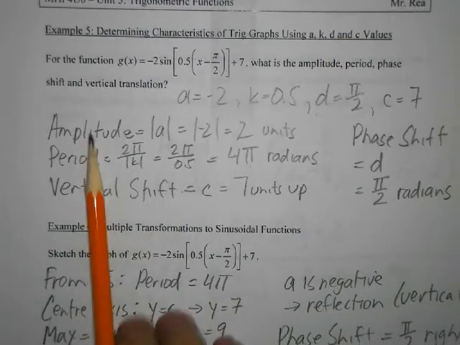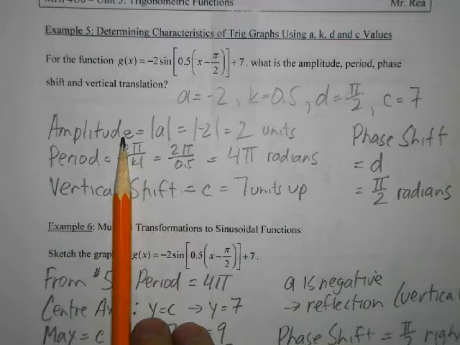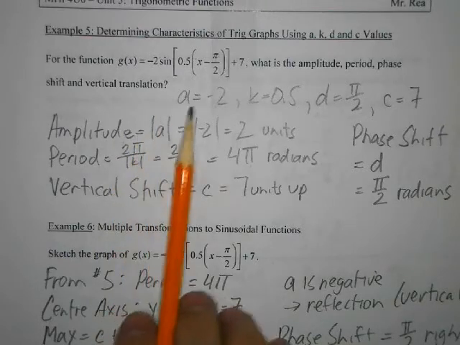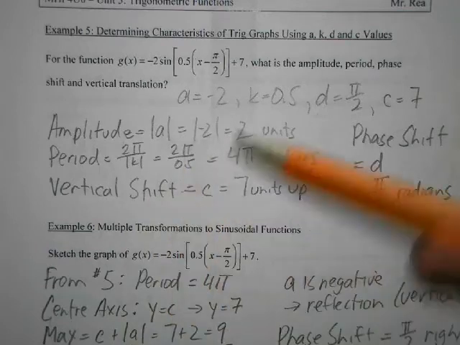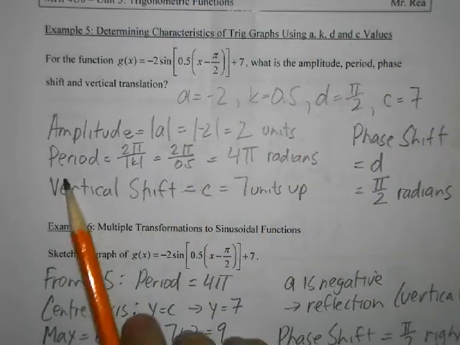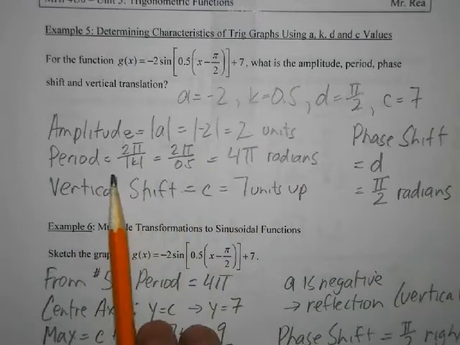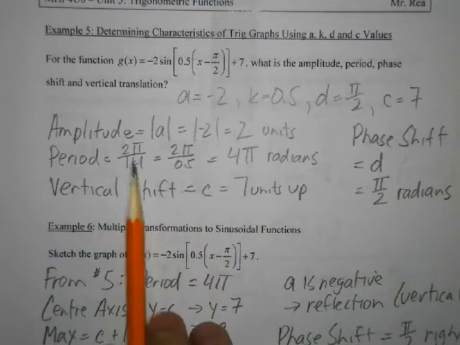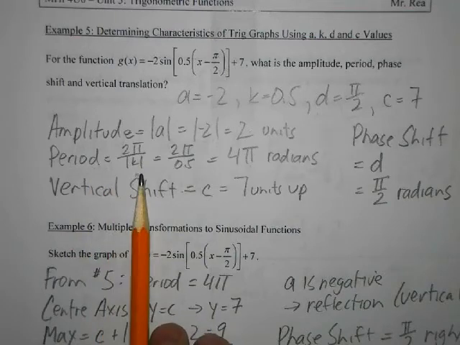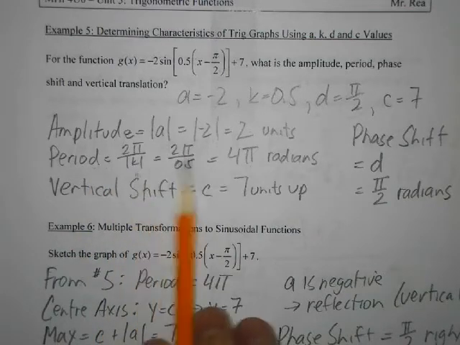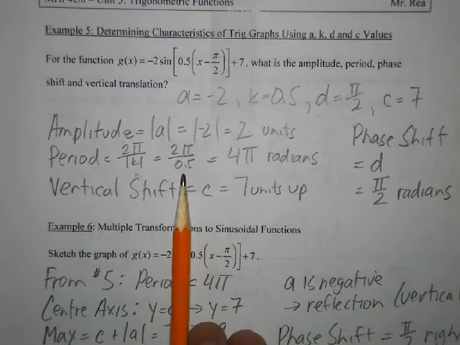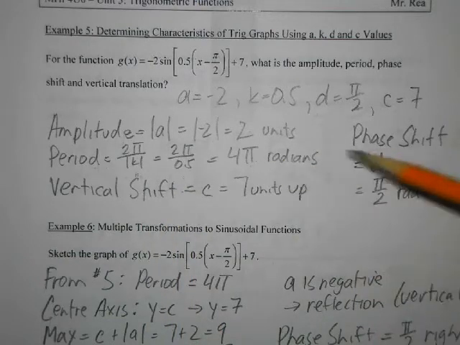So let's get to work. For the amplitude, remember I said amplitude is always positive. So you take the absolute value of a, which is the absolute value of -2, so the amplitude is 2. And then let's look at the period. We've seen this before. Period is 2 pi, now divided by the absolute value of k, just in case k is negative, because again, period has to be positive, just like amplitude. In this case, k was already positive. 2 pi over 0.5 is like 2 pi divided by half, which is the same as 2 pi times 2. So the period is 4 pi radians.